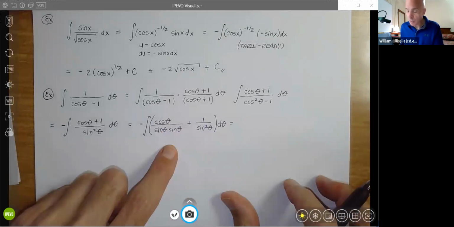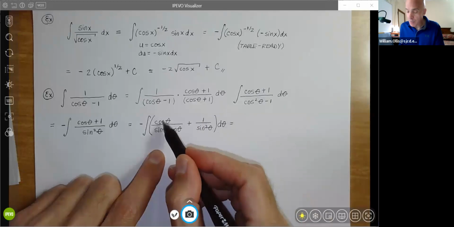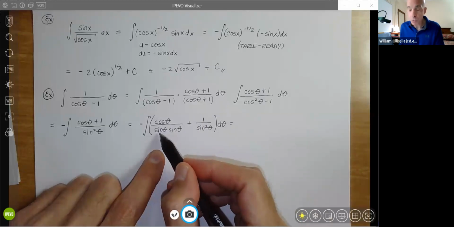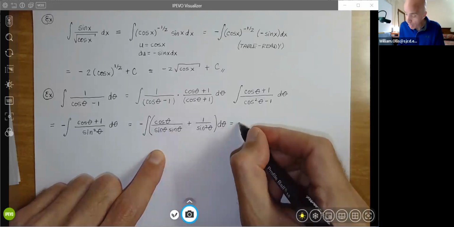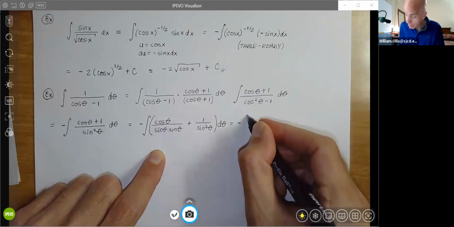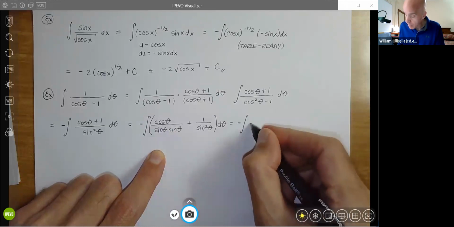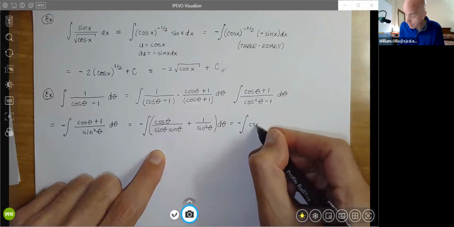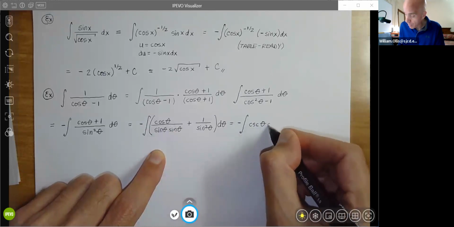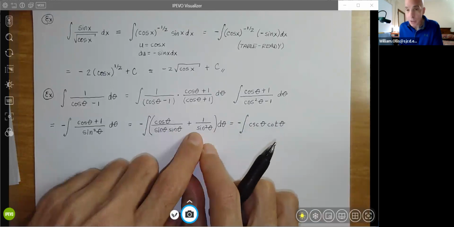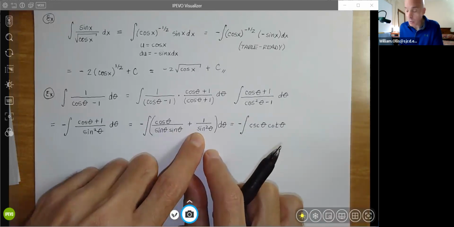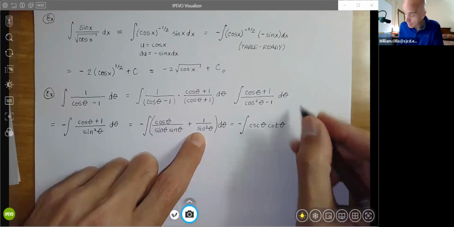So now when you look at this, we can see we have the cosine over sine, which is the cotangent, and we have the 1 over sine, which is the cosecant. So we can go ahead and write that. We know about that. So we have cosecant theta, cotangent theta. And then of course here we have 1 over sine squared, which is cosecant squared.